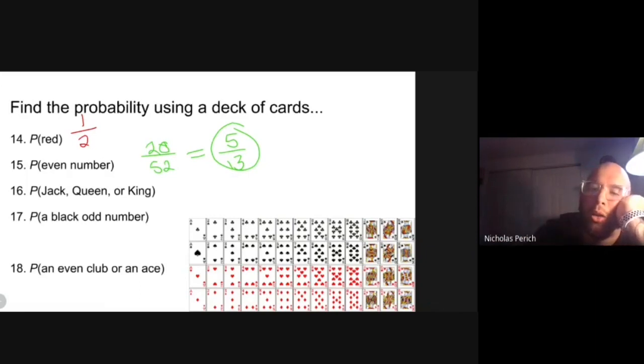A jack, queen, or king. So 4, 8, 12. 12 out of 52. Those are both divisible by 4 again. So divide the top and the bottom by 4. You get 3 out of 13.